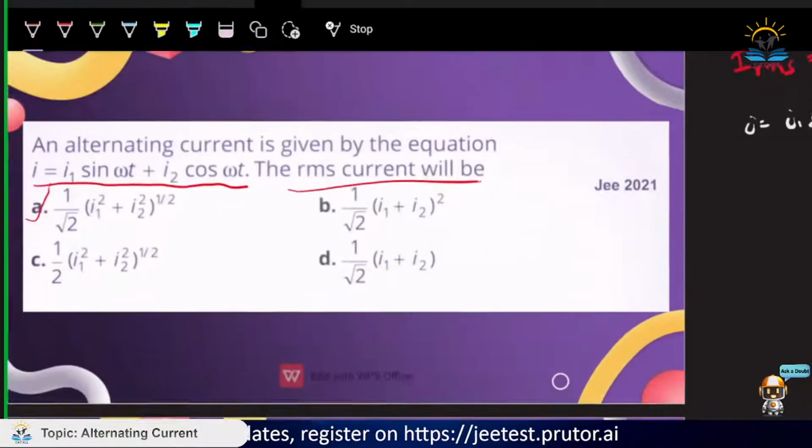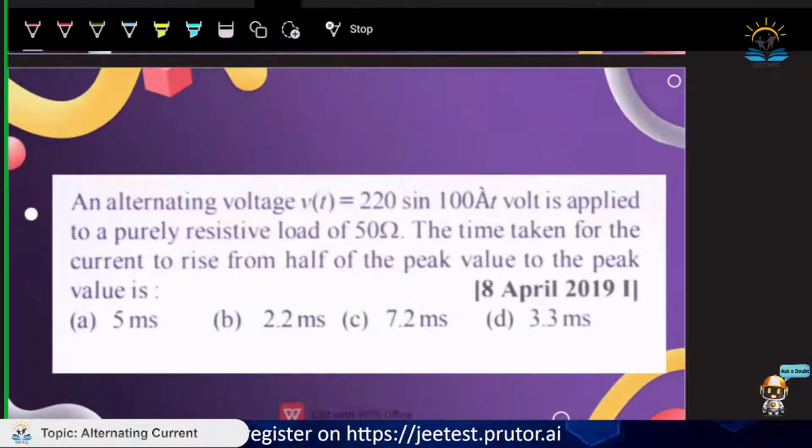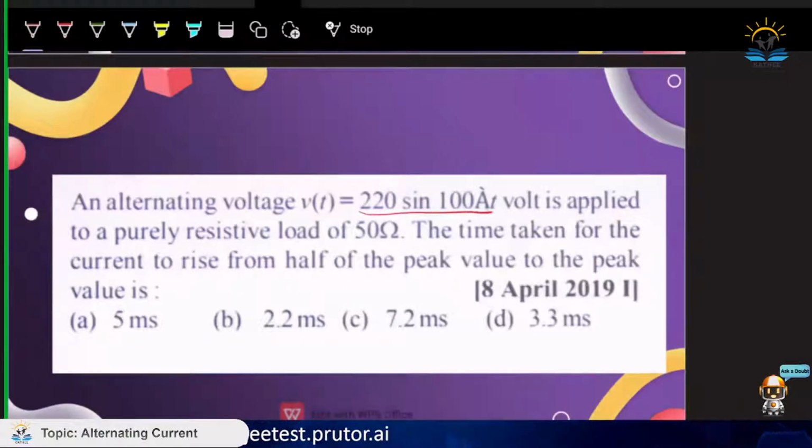Easy. This is our next question. An alternating voltage is given, and it has 100 pi t.